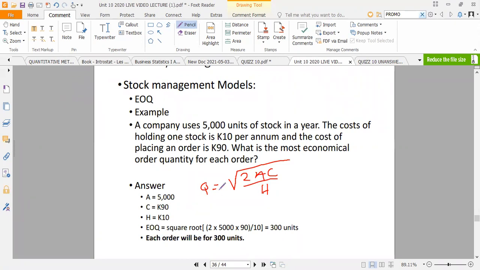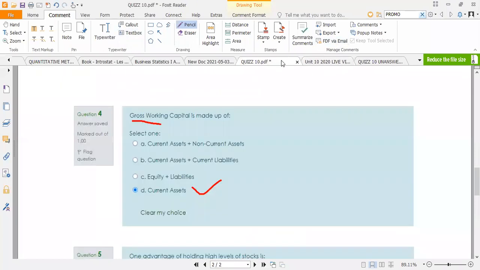So our Q is equal to the square root of 2 times A C over H. When you calculate this, it gives us 300 units. So this is how much each order must be for us to be economical. Now we'll go to our quiz.